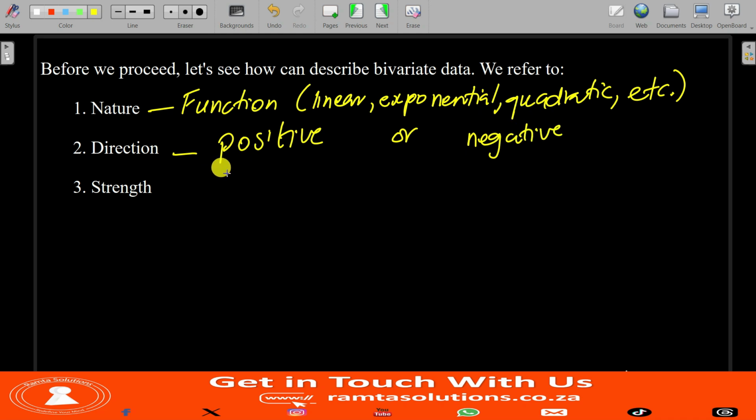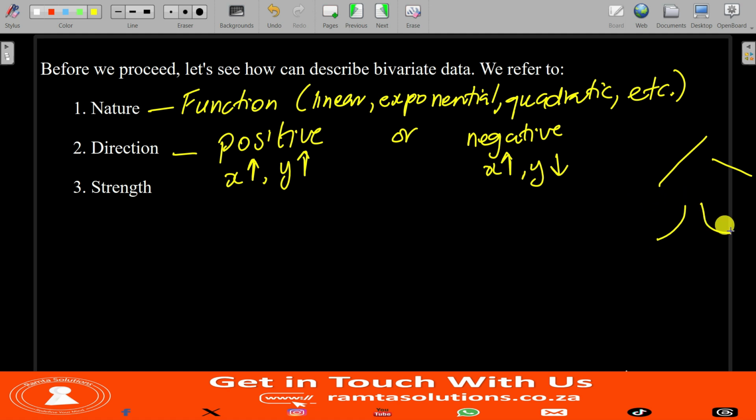So when it's positive, we are saying when x increases, y increases. And when it's negative, we say when x increases, y decreases, right? For example, with a linear graph, this one here is positive, this one here is negative. With an exponential, let's say when b is greater than 1, it will be like this, and when a is negative, it will be like this, right? So these are the things that we are looking at.